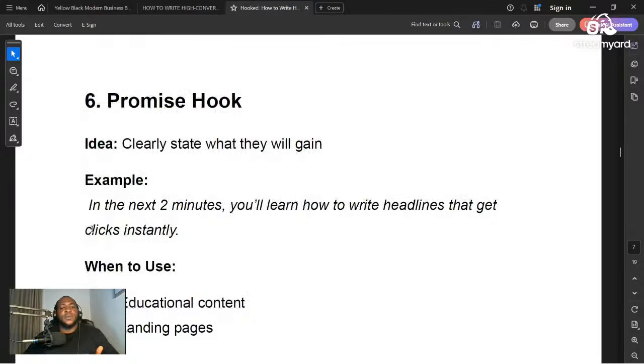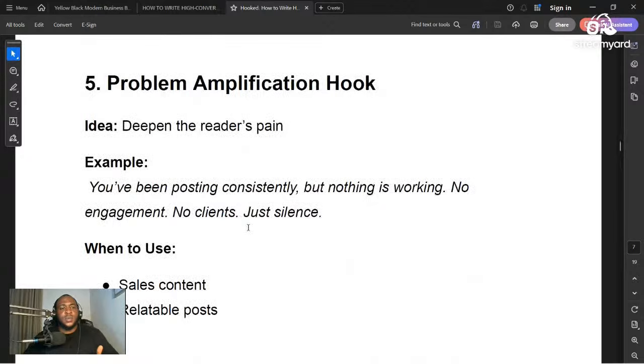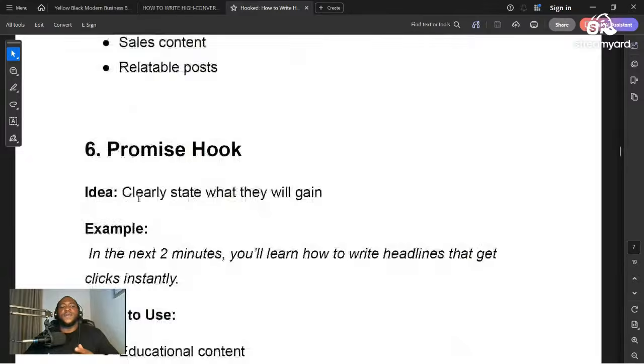Let us use another hook. This one is called the promise hook. If you follow everything I tell you, then you too can lose weight in just 4 months. You understand? So let's use the promise hook, or let's use the problem amplification hook. Yeah, okay, we've used that one a lot.